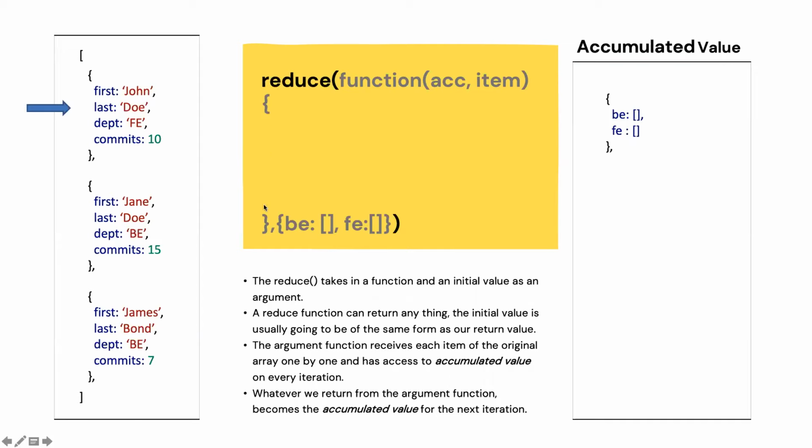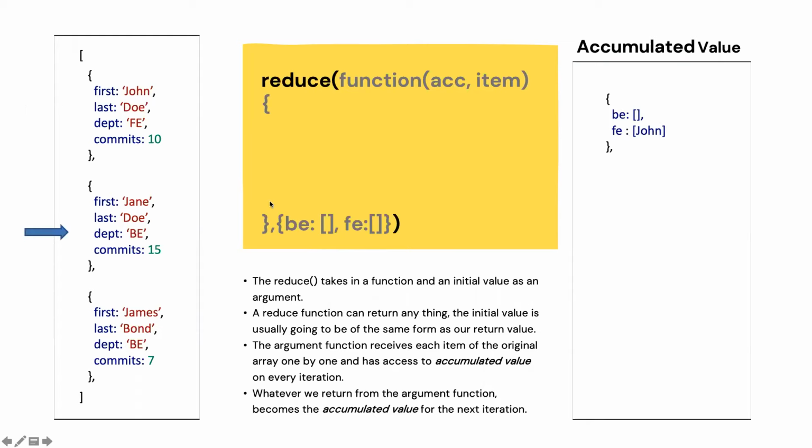So here, the reduce function can take anything. It gets access to the very first item in the first iteration, and in the very first iteration, the accumulated value is the initial value that we have provided. And we write some logic. For example, we check if the department is backend, then to the accumulated value's backend property we push one more item. This way, we can add one item to the accumulated value.